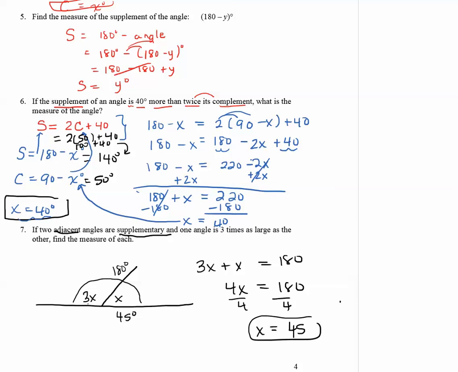But what is its supplement? Well, its supplement is 3 times 45, or 3x, and that is equal to 135 degrees. You can also verify that if you find the sum of 135 and 45, you'll get 180 degrees. So one angle is 45 degrees, the other angle is 135 degrees.